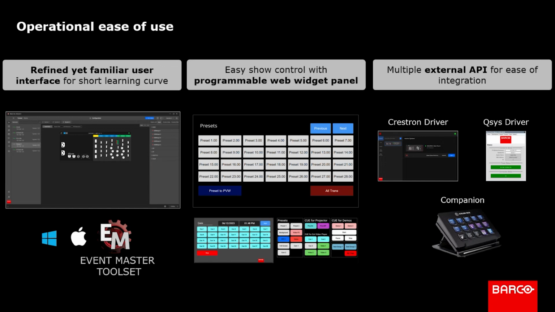And then we also have easy show control with a programmable web widget panel. That's a tongue twister. So you can not only have control of the unit through an Eventmaster toolset, you can set up isolated web widgets that can be accessed on the front panel. They can be accessed through an iPad. They can be accessed through just a normal web browser, right? As long as you're on the same network, you can reach this web widget panel, which I'll show you an example of a little bit later.